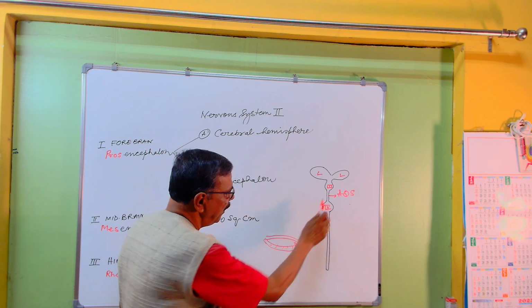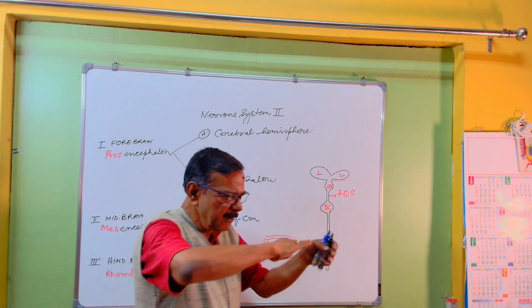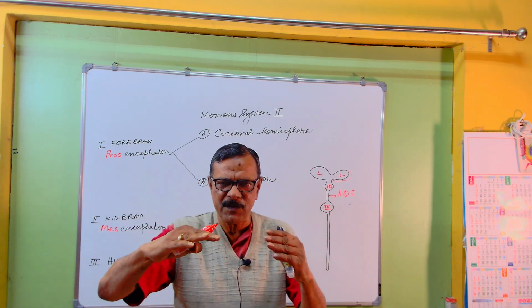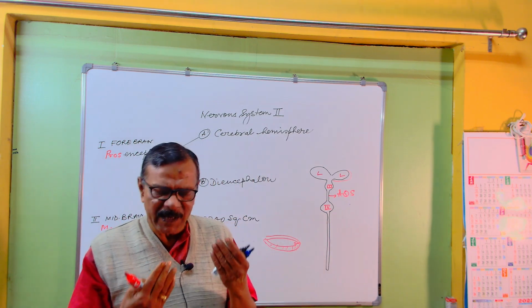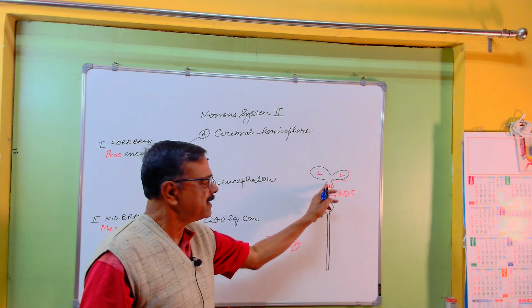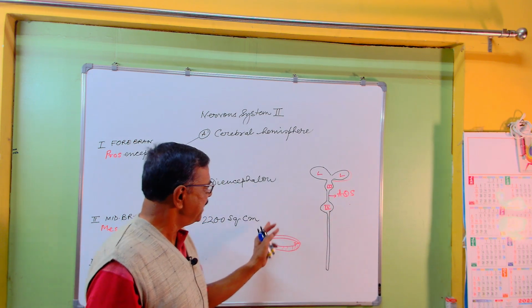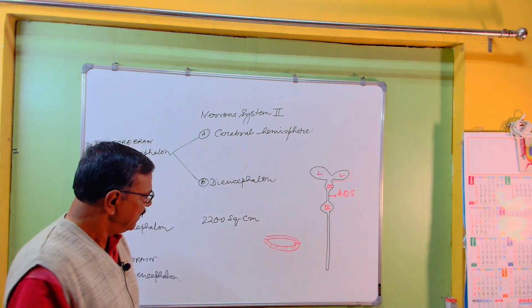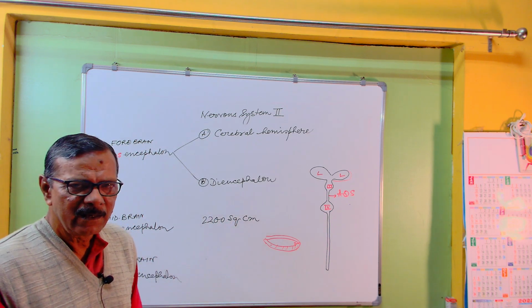This area is fully covered here. This fat remains inside and it supplies CSF nutrients and everything. Some waste matter also passes out in the CSF. So these two lateral ventricles are in the cerebral hemisphere, and the cerebral hemisphere is 2200.